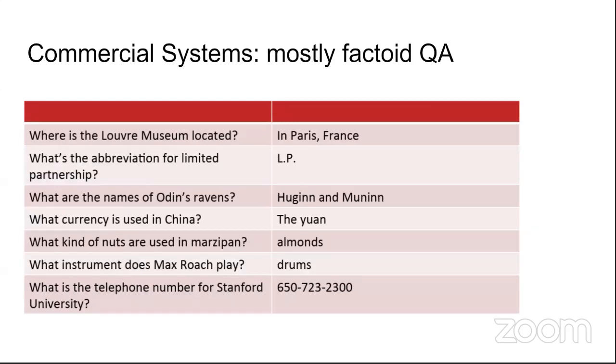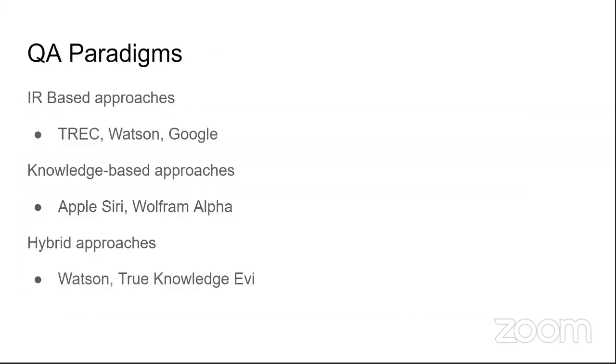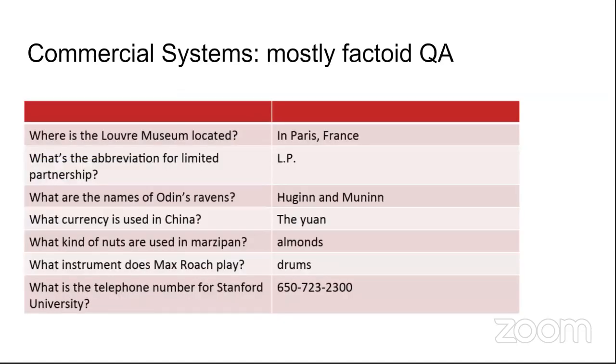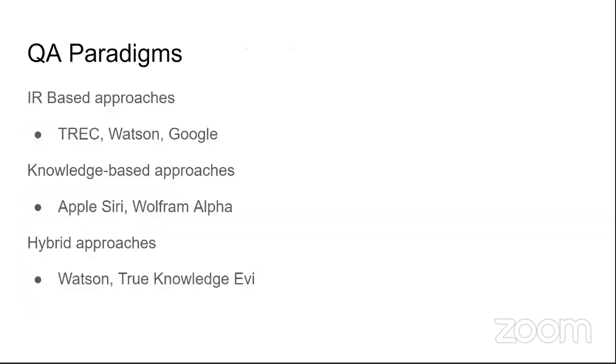So mostly commercial systems answer factoid questions like where is Louvre Museum located, in Paris, France, and what are the names of Odin's ravens, Hugin and Munin, and what currency is used in China, the yuan. These are the simpler kind of questions that are answered by question answering systems.